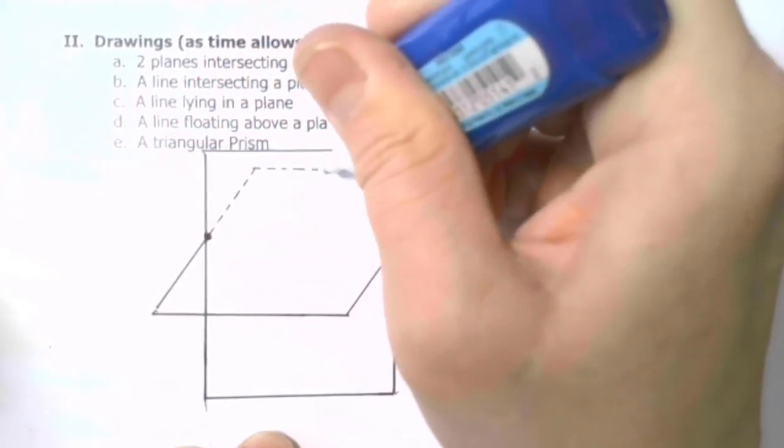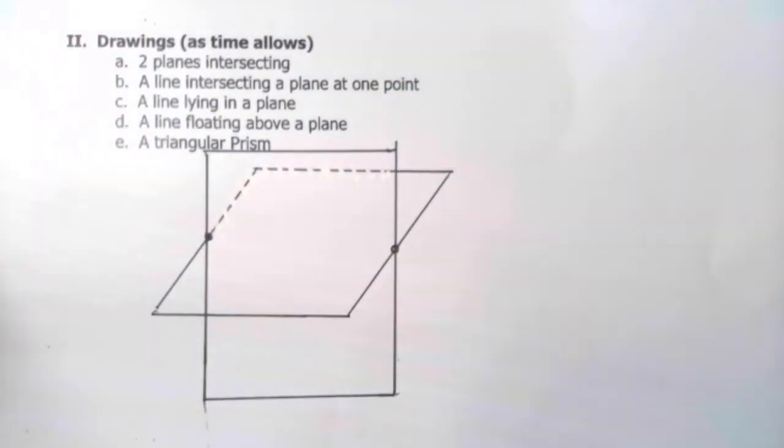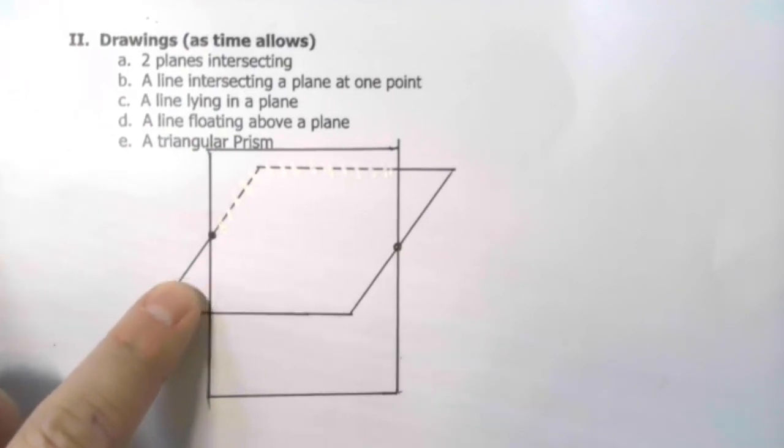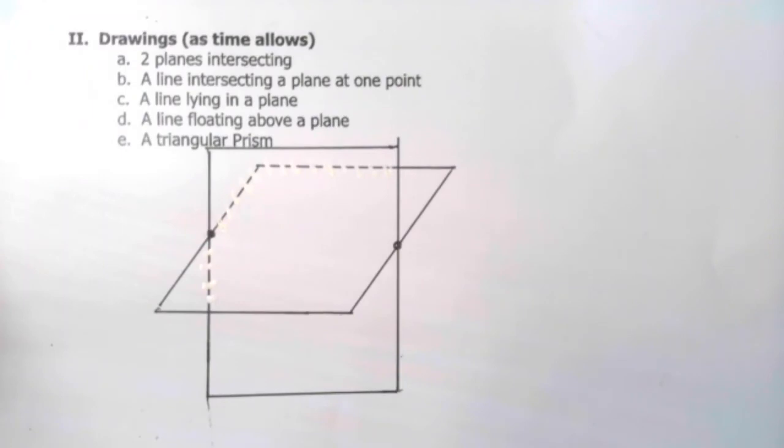So take your pencil and erase off marks to make that dash. That shows that it's behind the front one. This little piece here is under. You wouldn't be able to see it, so it also gets dashed.